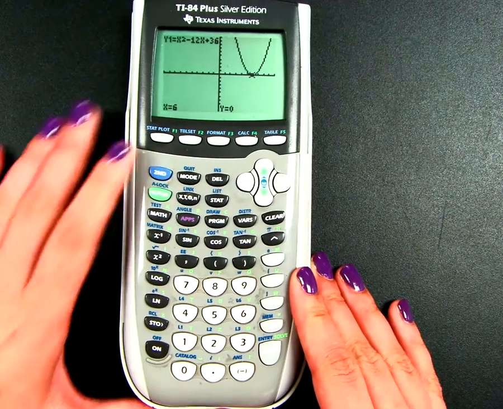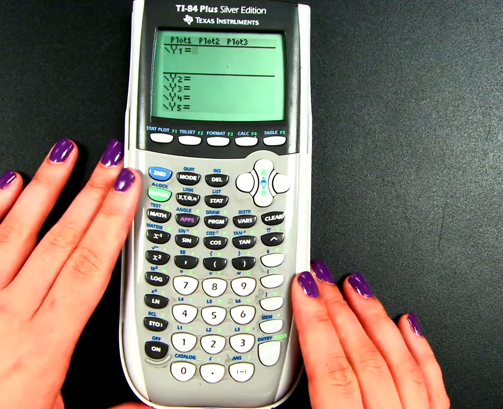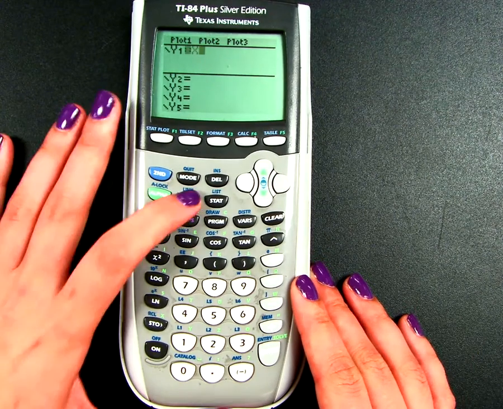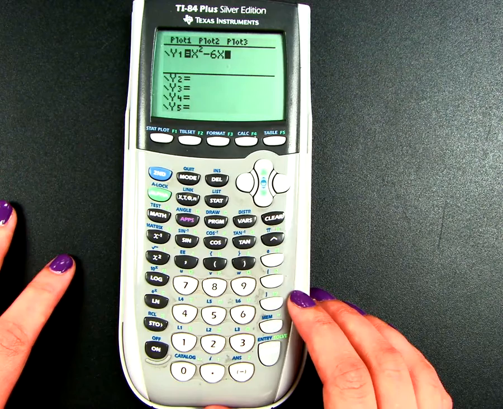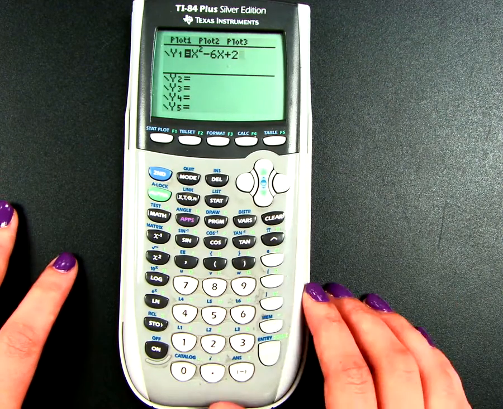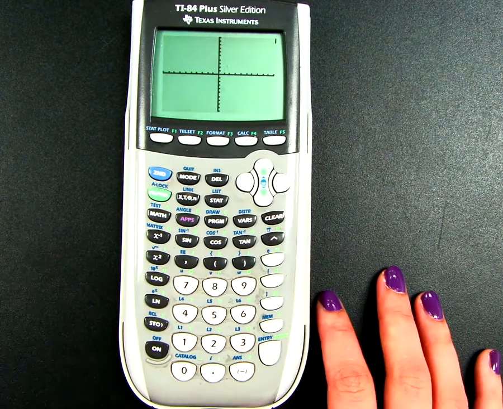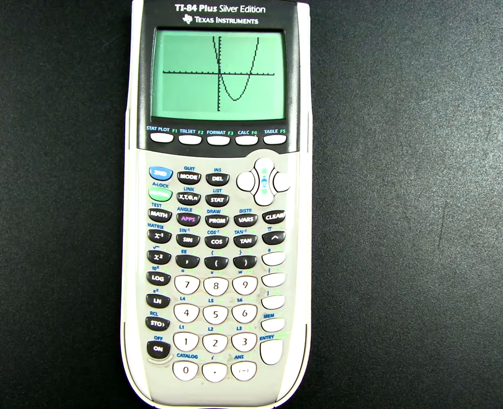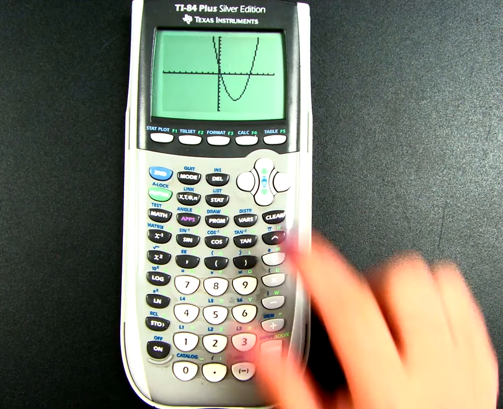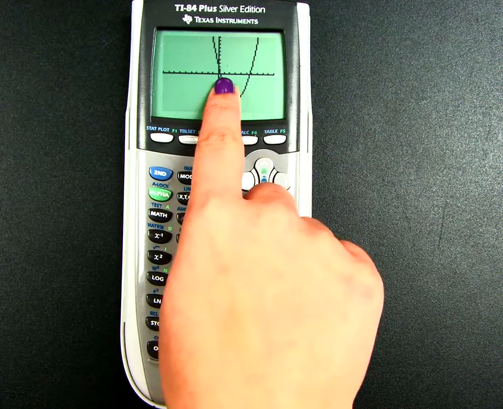So I'm going to go back to my y equals, clear out what's there. So x squared minus 6x, and then plus 2, and then zoom 6 to graph. All right, so it looks like we have 2 intersections this time. That means we're going to have 2 answers. So I'm just going to start with the one on the left. We're going to find this intersection point right here.